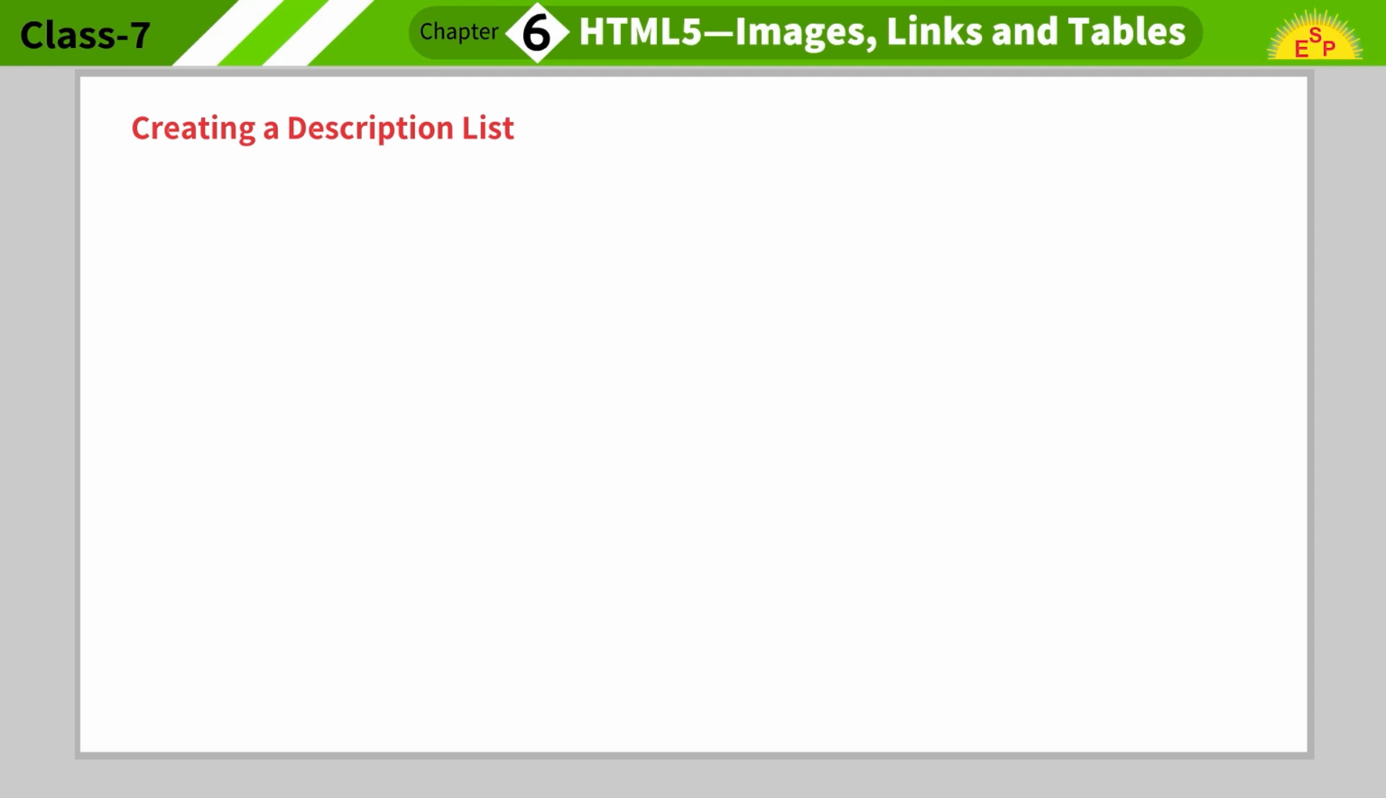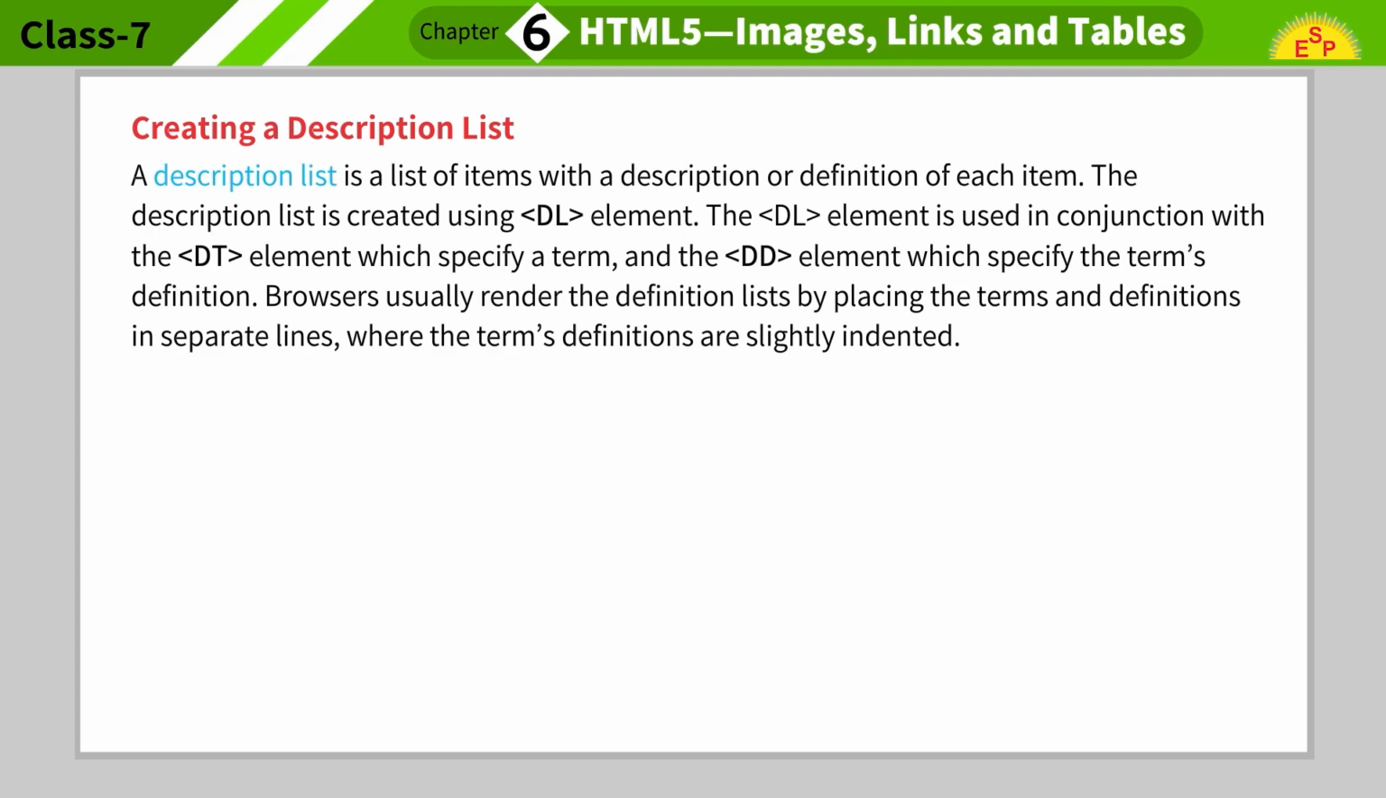Creating a description list. A description list is a list of items with a description or definition of each item. The description list is created using the DL element. The DL element is used in conjunction with the DT element, which specifies a term, and the DD element, which specifies the term's definition. Browsers usually render the definition lists by placing the terms and definitions in separate lines, where the terms' definitions are slightly indented.